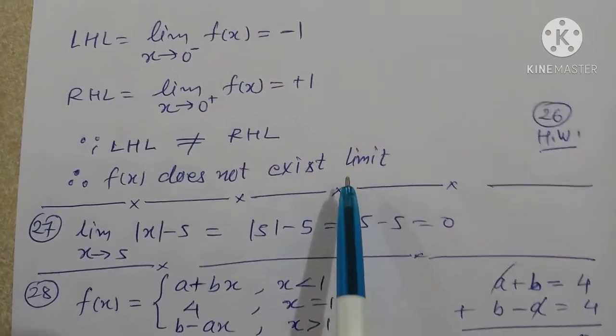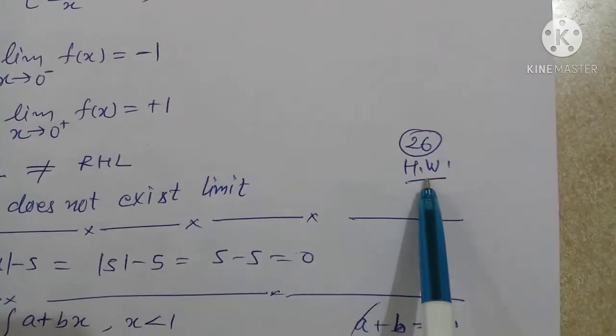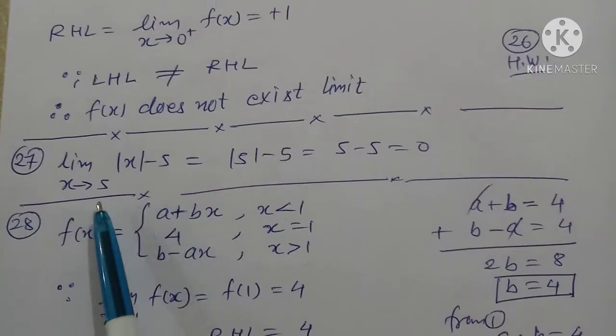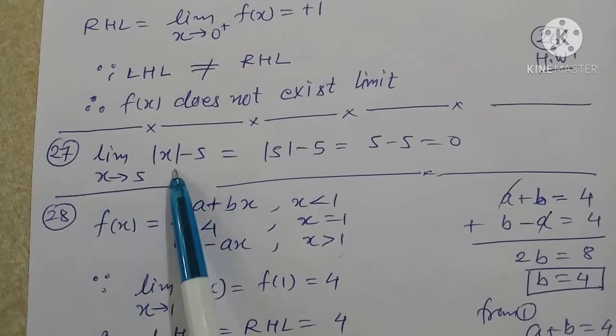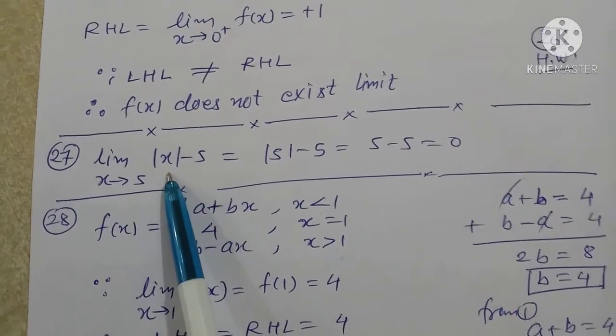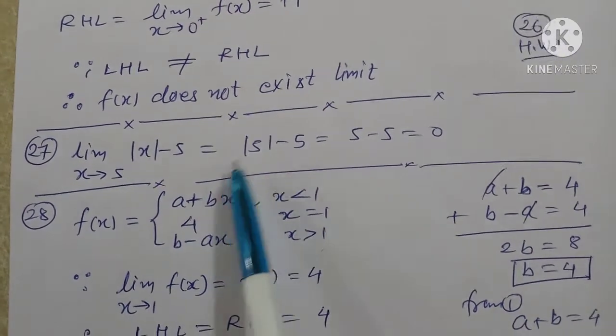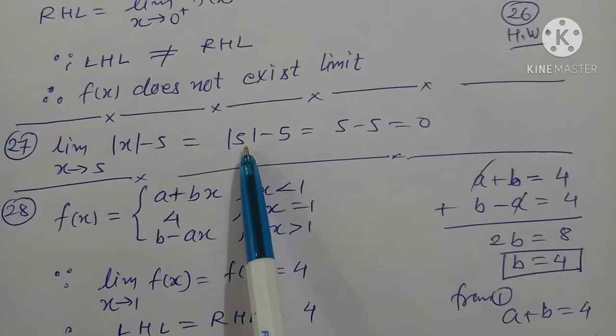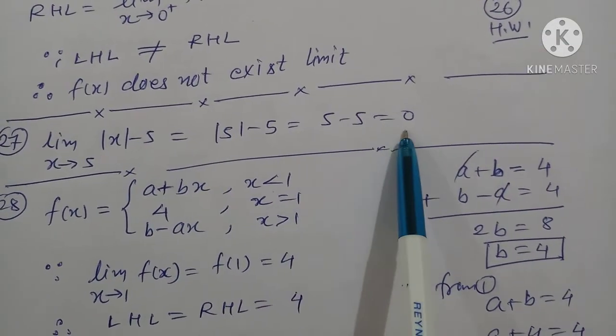And there is one more question, number 26, which is the same as this. Try it at your home. And 27, which is very easy: limit x tending to 5 of mod of x minus 5. So raise the limit here. In place of x write 5. So mod of 5 minus 5. Since the mod value is always positive, 5 minus 5 means 0.